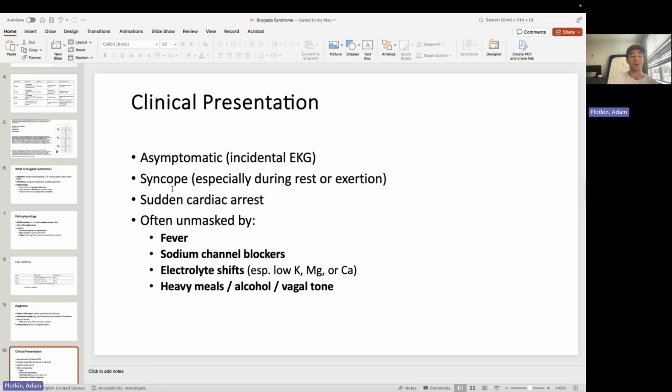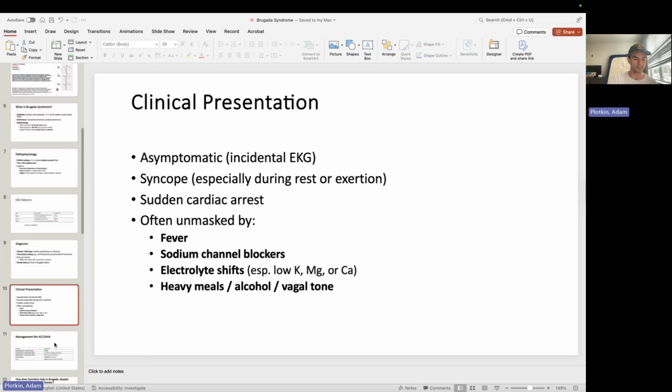So how does it present? It could be asymptomatic and we could just find the EKG on a regular screening visit. They could have a syncopal episode, especially during rest or exertion. They could have sudden cardiac arrest, and it's often unmasked. We've talked about this: fever, sodium channel blockers, some sort of electrolyte shifts, heavy metals, alcohol, and vagal tone.